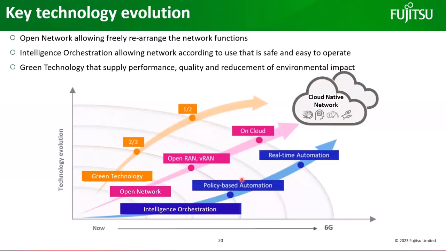The key technologies to solve these problems are as follows: open networks, intelligent orchestration, and green technologies will contribute to these issues. The interface and internal configuration must be open and available for anyone to use a disaggregated network functionality. Intelligent orchestration is needed to reconfigure capabilities to meet requirements and create a network that is safe, secure, and easy to operate. Finally, it is important to provide performance and quality in a compact, low power, environment-friendly network.